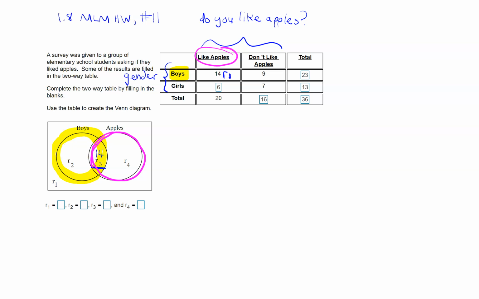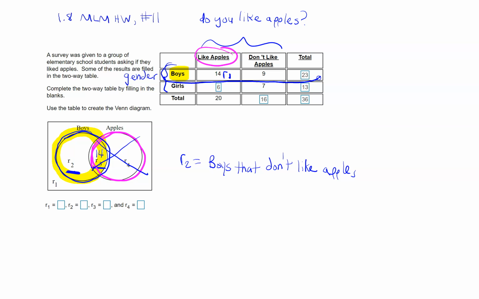Now let's talk about R2. This section right here, R2. What do I know about R2? Well, they're in the boys circle, so R2 represents boys, but they're not in the apple circle. So R2 represents boys that don't like apples. I'm going to find that in my table. Well, they're boys, so they need to be in this first row, and they don't like apples. So it's those 9 students. So I'll record the number 9 there for section R2.